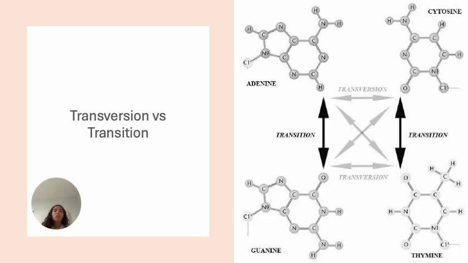A transversion is when a purine is replaced with a pyrimidine, or vice versa, when a pyrimidine is replaced with a purine. So an adenine or a guanine is changed to either a cytosine or a thymine, or the other way around. These are known to be less frequent because the substitution involves a more significant structural change. The key point here is that transition and transversion are defined solely by the type of base substitution and not by the effect on the protein. That comes later when we classify the functional impact of the mutation.